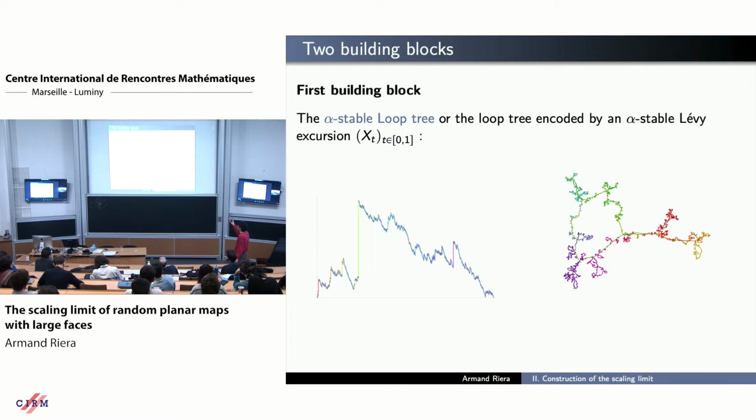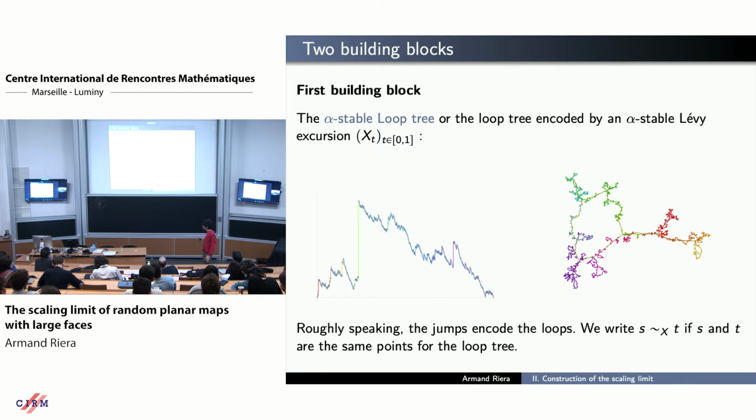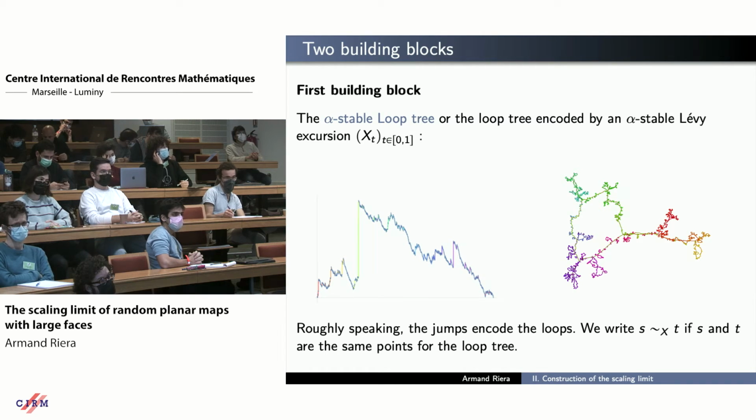So the idea is really here. You have 2 simulations, so you have the alpha stable excursion, and every jump is a loop. Here I have drawn every jump with a color and the associated loop with the same color. You can think about it as following the contour of the loop tree, and when you see a loop, you have a jump. You can recover the loop tree just using the excursion by gluing some points of the segment [0,1]. I will say that s and t are equivalent for X, the Levy excursion, if they are the same point in the loop tree. For example, the extremal points of a jump are the same point on the loop.